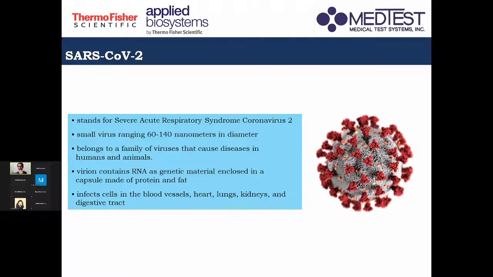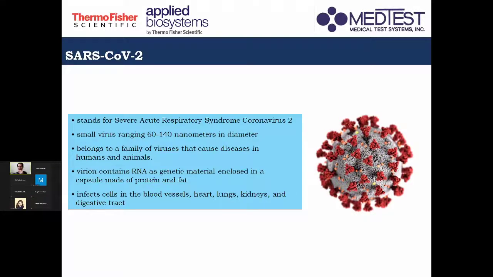So ang typical na characteristic ng isang coronavirus is that it has its own genetic material in the form of an RNA or ribonucleic acid. And this genetic material is enclosed in a capsule made of protein and fat.